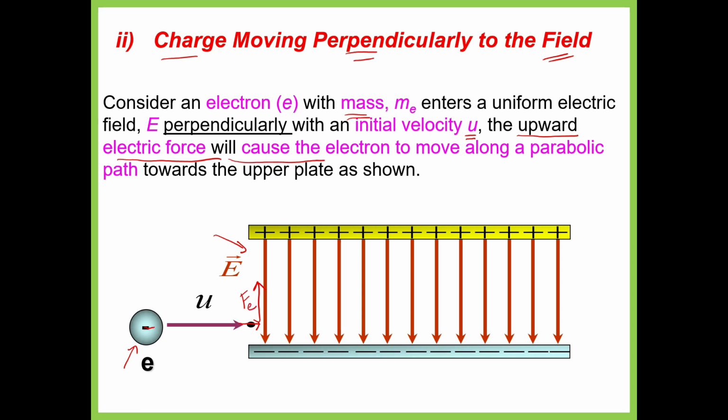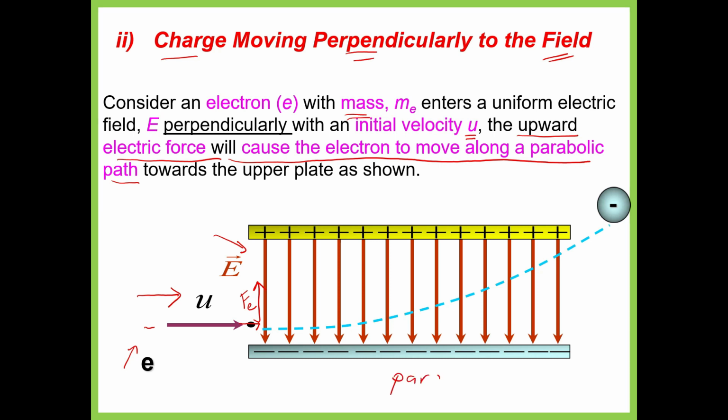It will cause the electron to move along the parabolic path. So here is the motion of the electron in the uniform electric field when it is entering perpendicularly to the field. And this is the trace of the path. So this path is called the parabolic path.